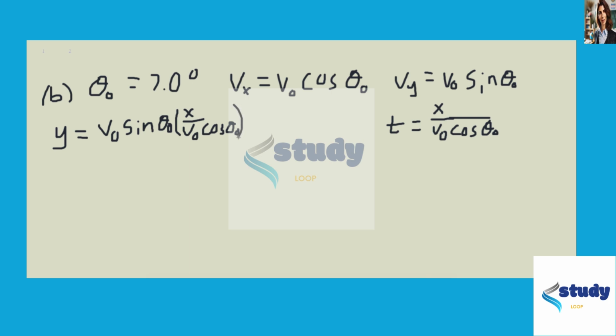Now added to this is going to have to be the same thing as before, 1/2 ay t squared. But as we know, this is 1/2 times minus g, which is minus 1/2 times g, times t squared, which is x divided by v naught cos theta naught, squared. Let's separate those there. Okay.